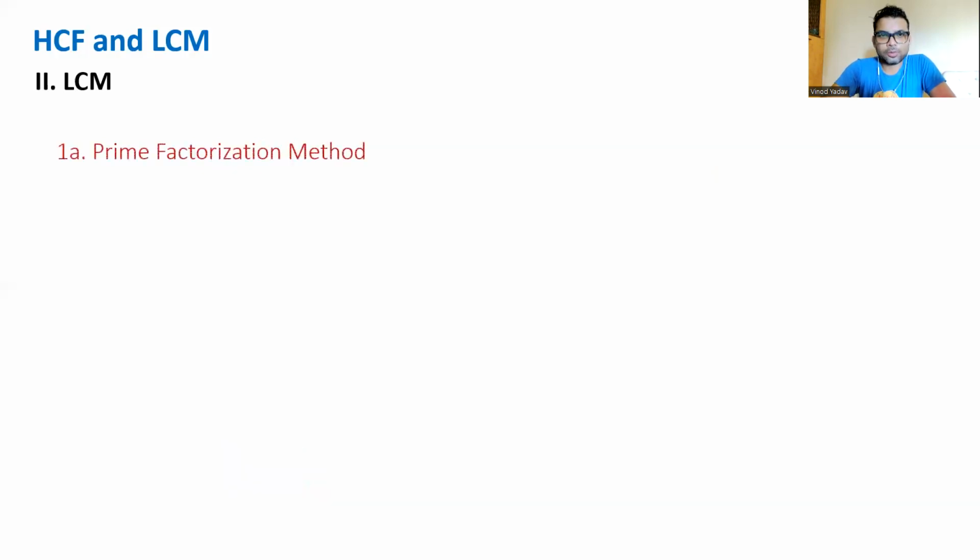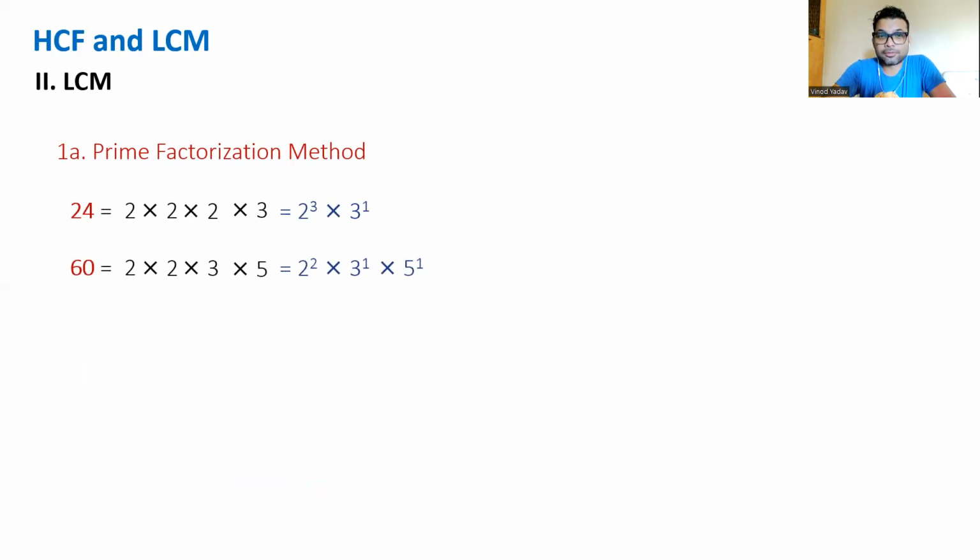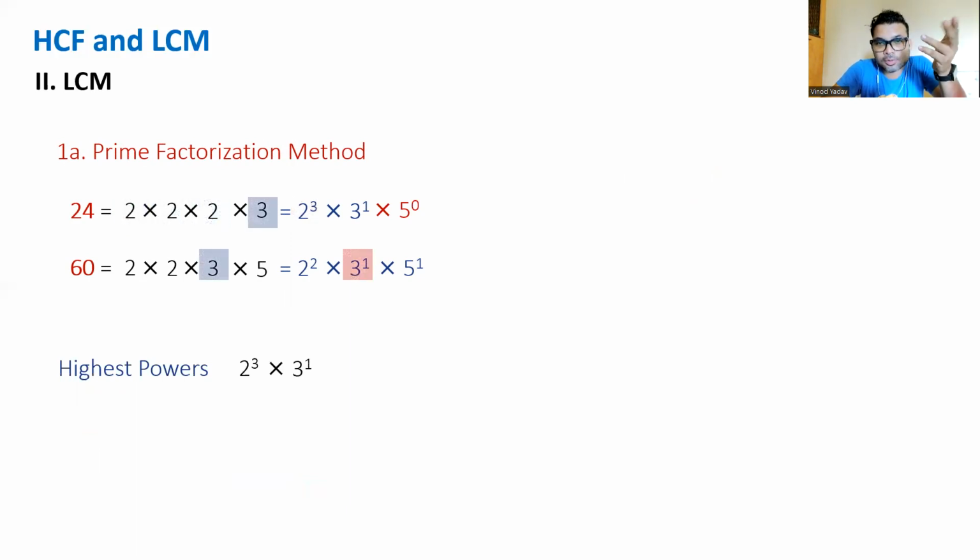Understood? Cool. Prime factorization. Again, this was the prime factorization of 24 and 60. Now look at the highest power. The highest between 2 cube and 2 square is 2 cube, right? So consider 2 cube. And 3 raised to 1 was there in both of them. The highest was that only. 5 raised to 0 and 5 raised to 1. So the highest was 5 raised to 1. So multiply all the prime factors containing the highest powers. In this case, the LCM is 120.